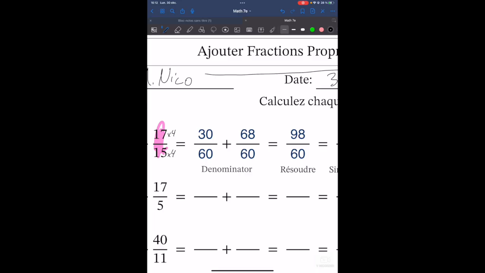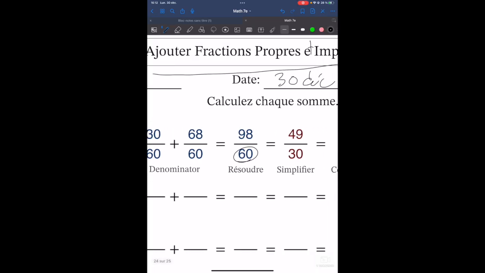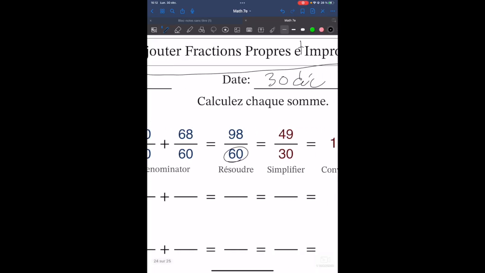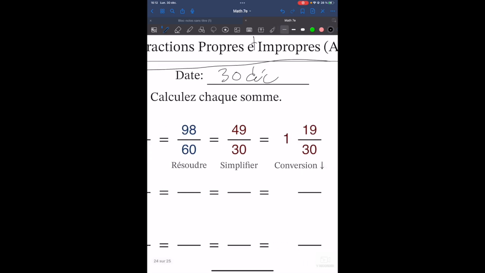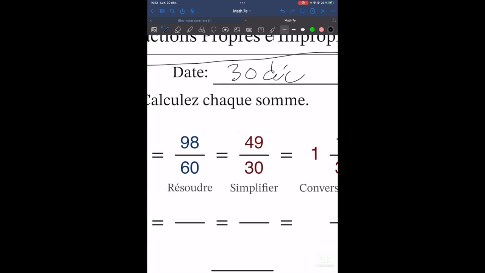So now if I add just the numerators together, it gives me 98. And I won't add the denominators. That stays the same. From this point, I can simplify because both the numerator and the denominator are divisible by 2. I'm going to divide both by 2, giving me another equivalent fraction, but just a simplified version.